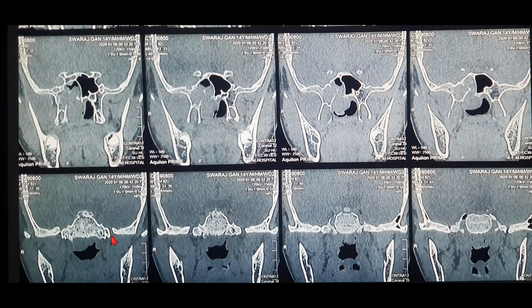And what you see over here is the foramen ovale. So that's the foramen ovale, which you can see over here. That's the foramen ovale through which the mandibular nerve passes. So that's the foramen ovale for you guys on a CT scan.